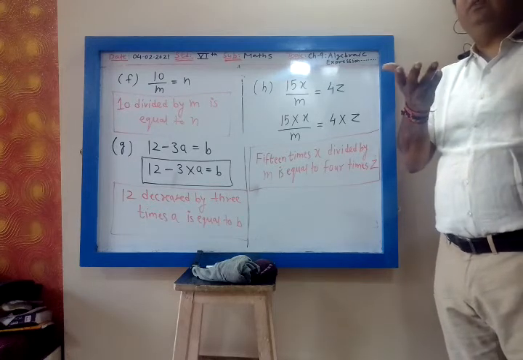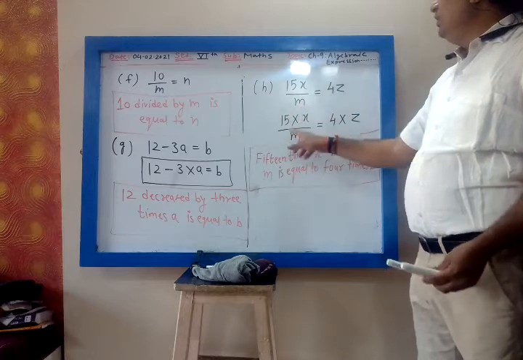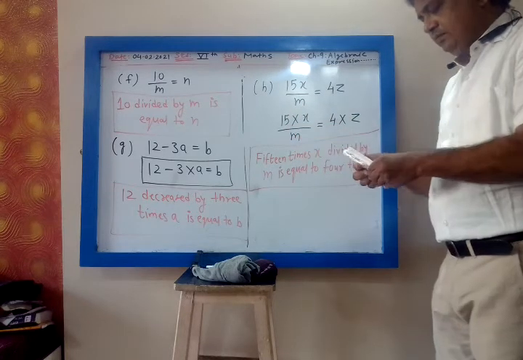Yes, okay. Anyone can write. Now let me write this. Division is the same as quotient. So we can write 15 times x, the quotient.